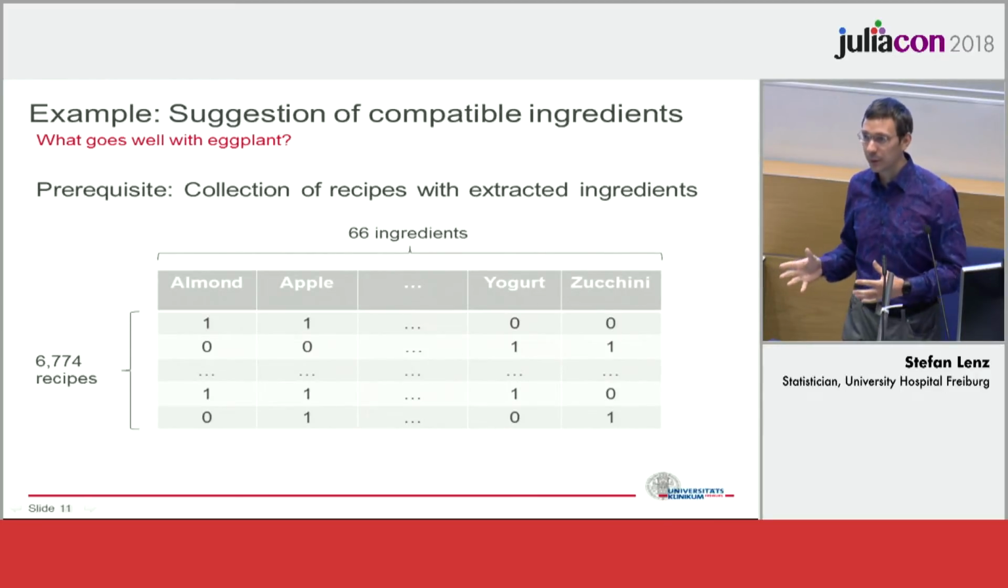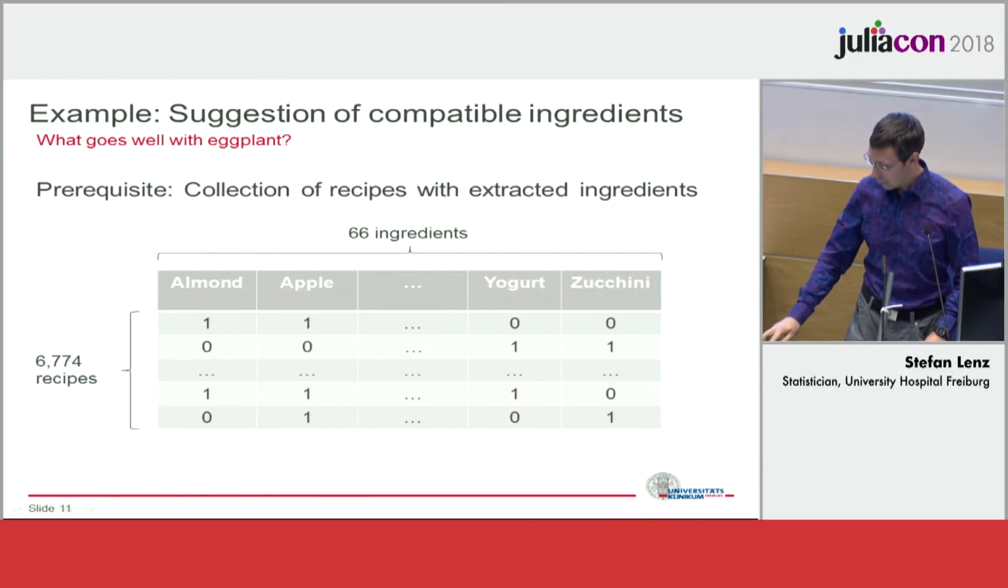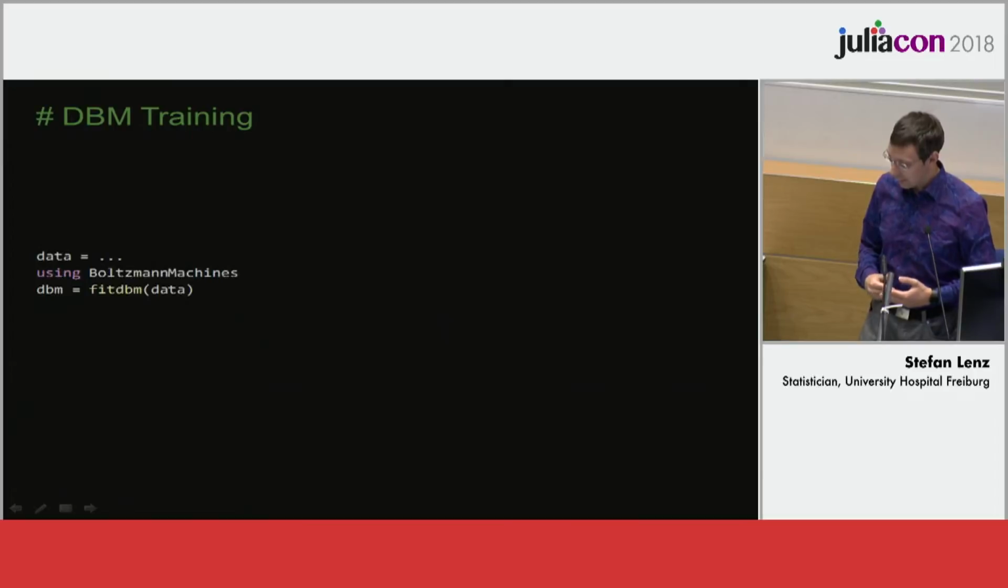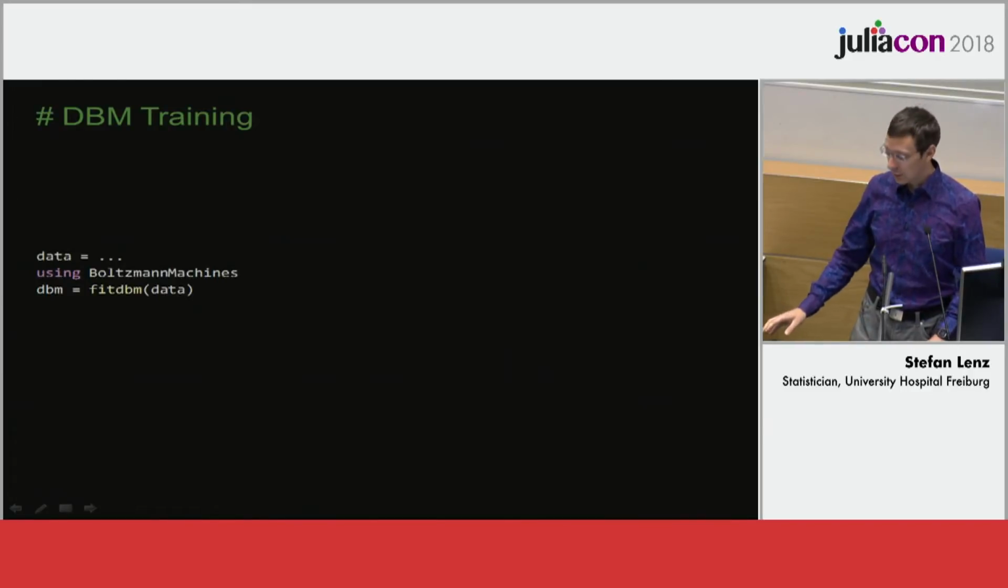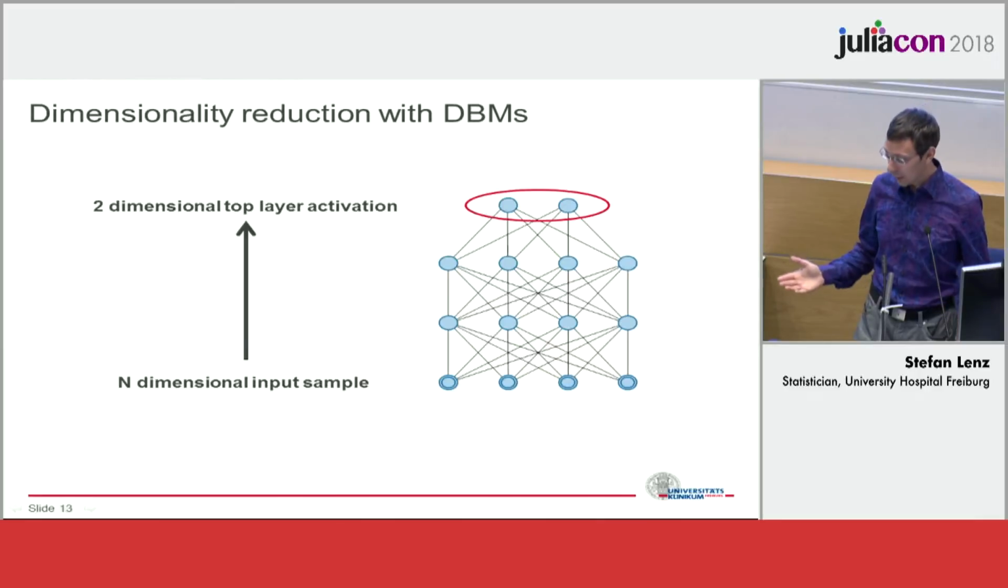So as a prerequisite, I have here a compiled matrix and some collection of recipes. In each row there is one recipe. In the columns there are the ingredients, and there is a one there when the ingredient is mentioned in the recipe. So now we have this data, and we can have our first code slide and train the Boltzmann machine with this data. We have the data matrix, call the package and call the function fitDBM, and get a trained network. So what can we do now with this Boltzmann machine?